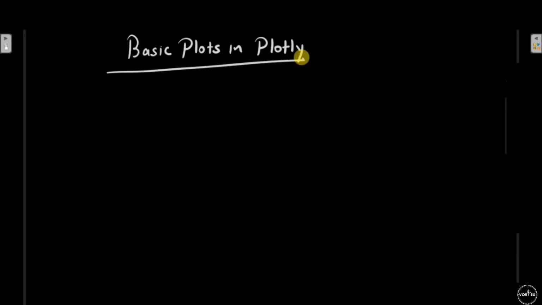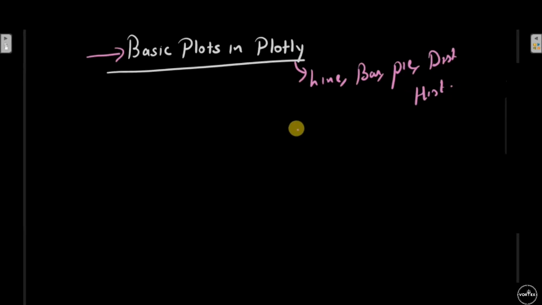Hello all. Till now we have learned some basics of Plotly, some basics of data structures of Python, some basics of pandas. So now let's learn what are the basic plots in our Plotly module. If I say, okay, what are the basic plots? Let's think in context of we have some line chart, we have some bar chart, we have some pie chart, we have some distribution, we have some histogram. These are some of the basic charts that are frequently used in the real world.